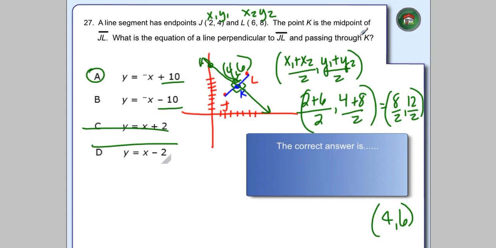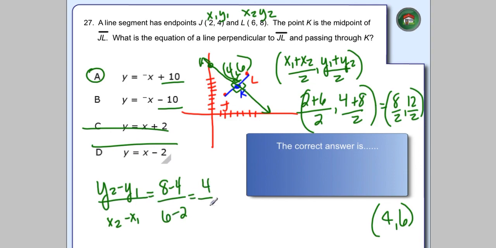So to find perpendicular slopes, you would need to know the slope of JL. To find the slope of JL, you would do y2 minus y1 over x2 minus x1, which would be 8 minus 4 over 6 minus 2, which would be 4 over 4, which is 1. So the slope of this blue line is 1.